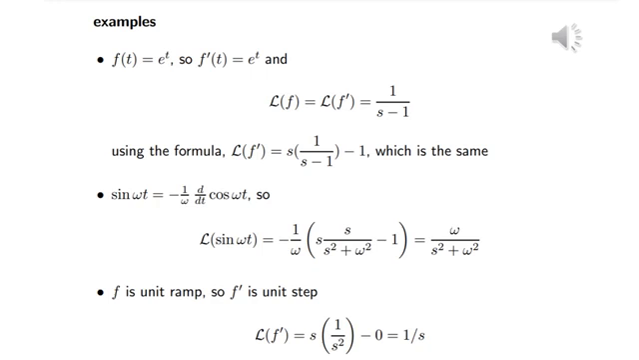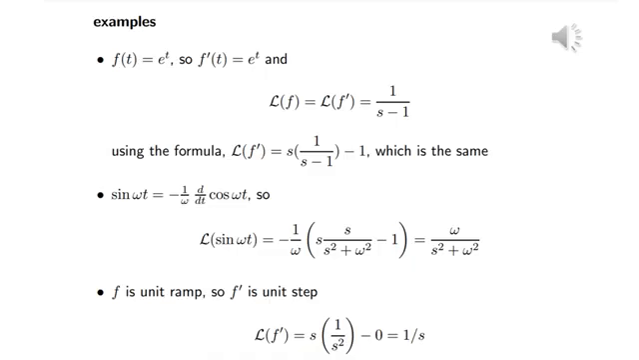So there is no need, if we know the Laplace transform of cos omega t, we can extract the Laplace transform of sin omega t with a property, and that property is mentioned here.